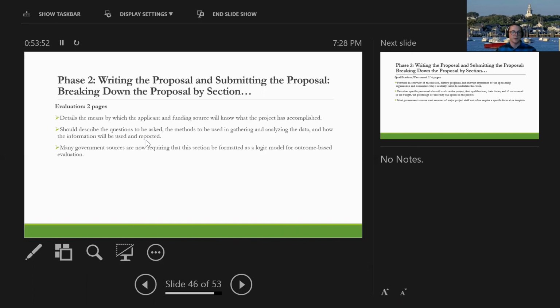There are evaluation specialists out there, and they are very important, and the government really employs a lot of them. The section should describe the questions to be asked, the methods to be used in gathering and analyzing the data, and how the information will be used and reported. Many government sources are now requiring that this section be formatted as a logic model for outcome-based evaluation.